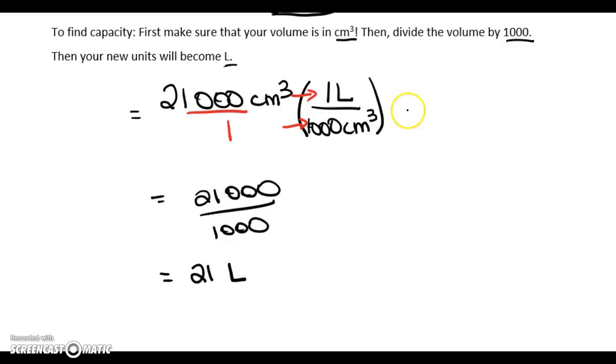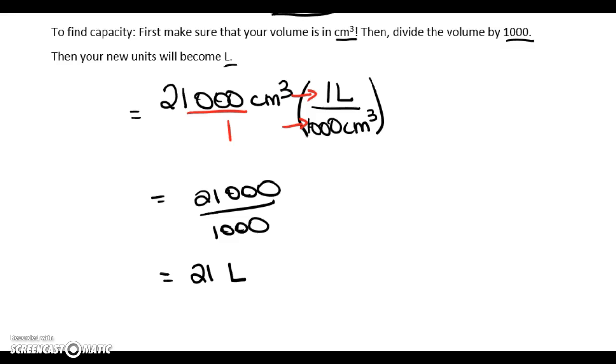So essentially all that we're doing is taking that volume and dividing it by 1,000. Either you can just remember or memorize that you have to divide by 1,000, or if you prefer that unit analysis, either way it'll get you to the same answer, okay?